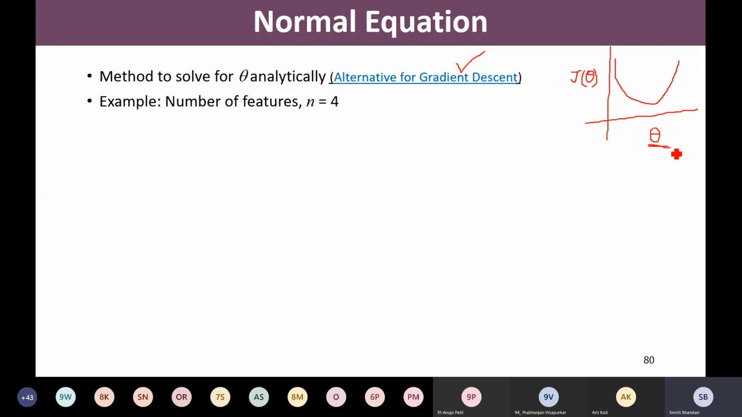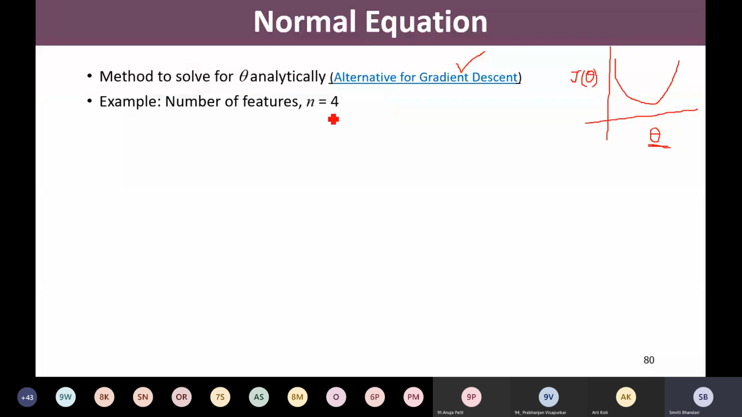Many times we are going to compare these two algorithms as well. But in certain situations, rather than going for gradient descent, it may be helpful to go with this analytical approach for solving our regression for the values of theta. This method is known as the normal equation method. So I am going to demonstrate this method now.